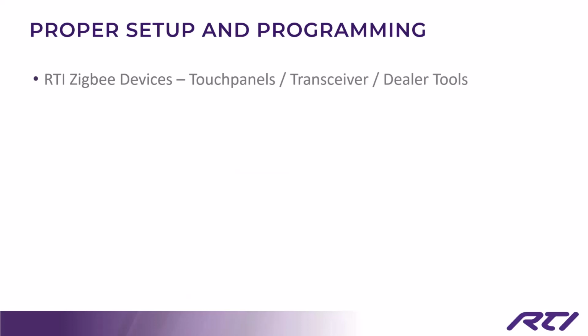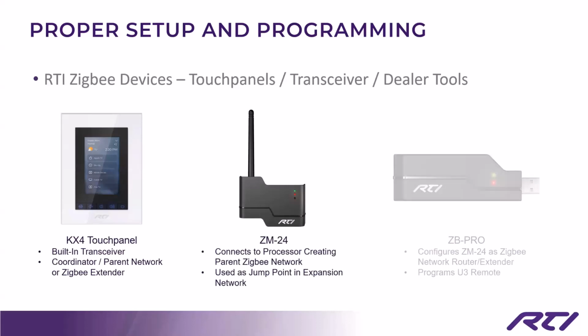The RTI Zigbee devices, in terms of touch panels, transceivers, and the tools you need, include a KX4, as we mentioned before, that can act as not just a coordinator and a parent in the network, but also as a Zigbee extender, or even as a secondary network if necessary. The ZM24 is the transceiver that we utilize in our projects to connect to the processor to create those parent Zigbee networks, or used as a jump point in the expansion network. And the ZB Pro is the dealer tool you need in order to configure those ZM24s as network routers and extenders.